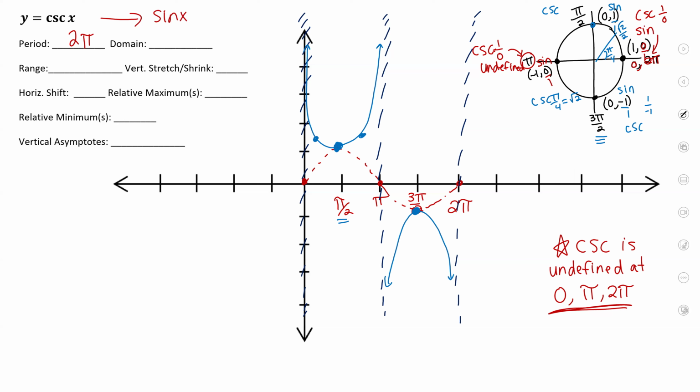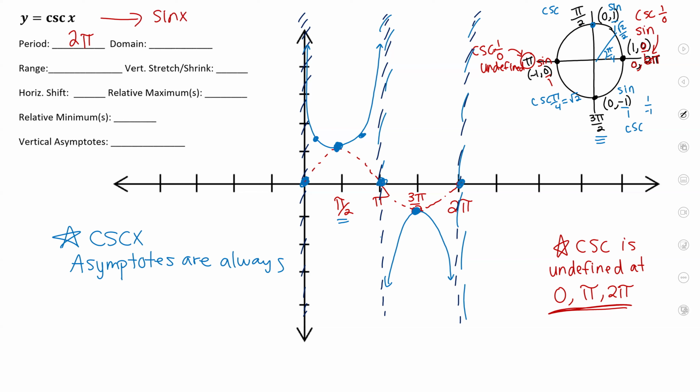So let me put some notes on here. When you're graphing cosecant, your asymptotes are always on the midline. So notice you had a point here for sine, a point here for sine, and a point here for sine. Your asymptotes always go through those points that are located on the midline. You guys see that? Okay, your asymptotes are always on points located on the midline.